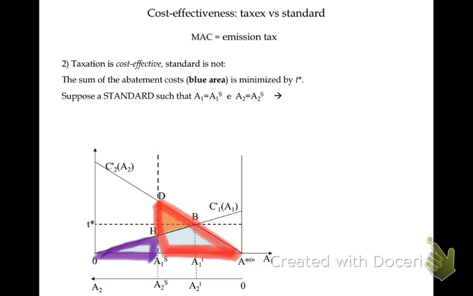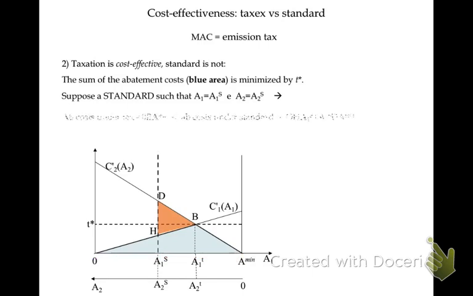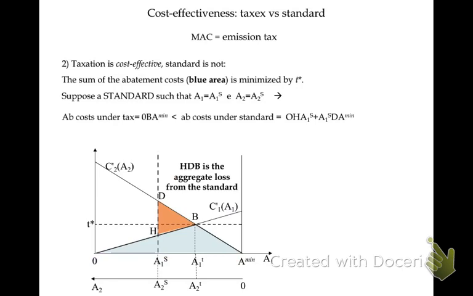Okay, this is the abatement cost for the two firms, and clearly the sum of the costs in this case, which is the case of standard, of command and control, is of course higher than with the tax. Okay, we have this orange area that is an excess cost. This triangle HDB is the aggregate loss that we have from the standard. It is cheaper to use a tax than a standard.